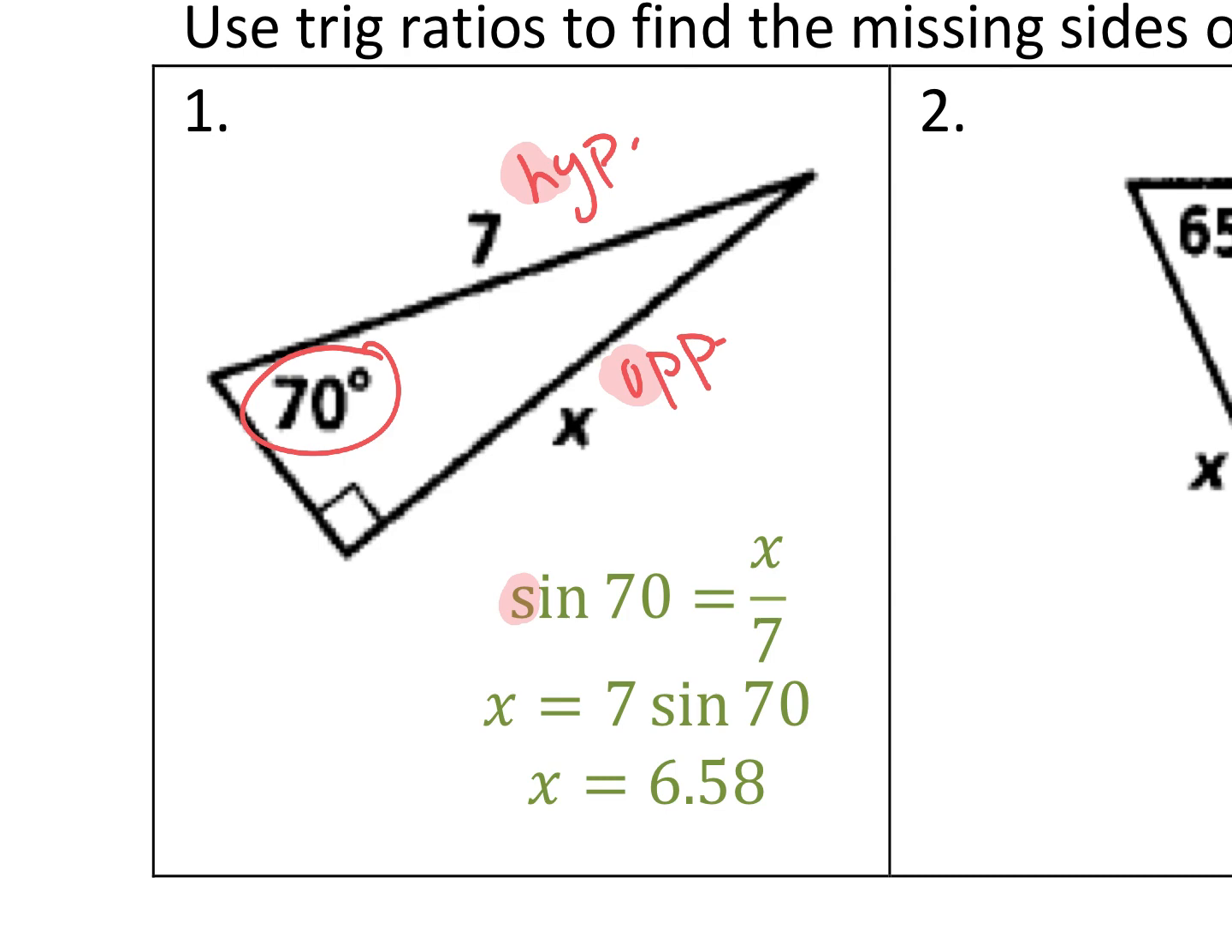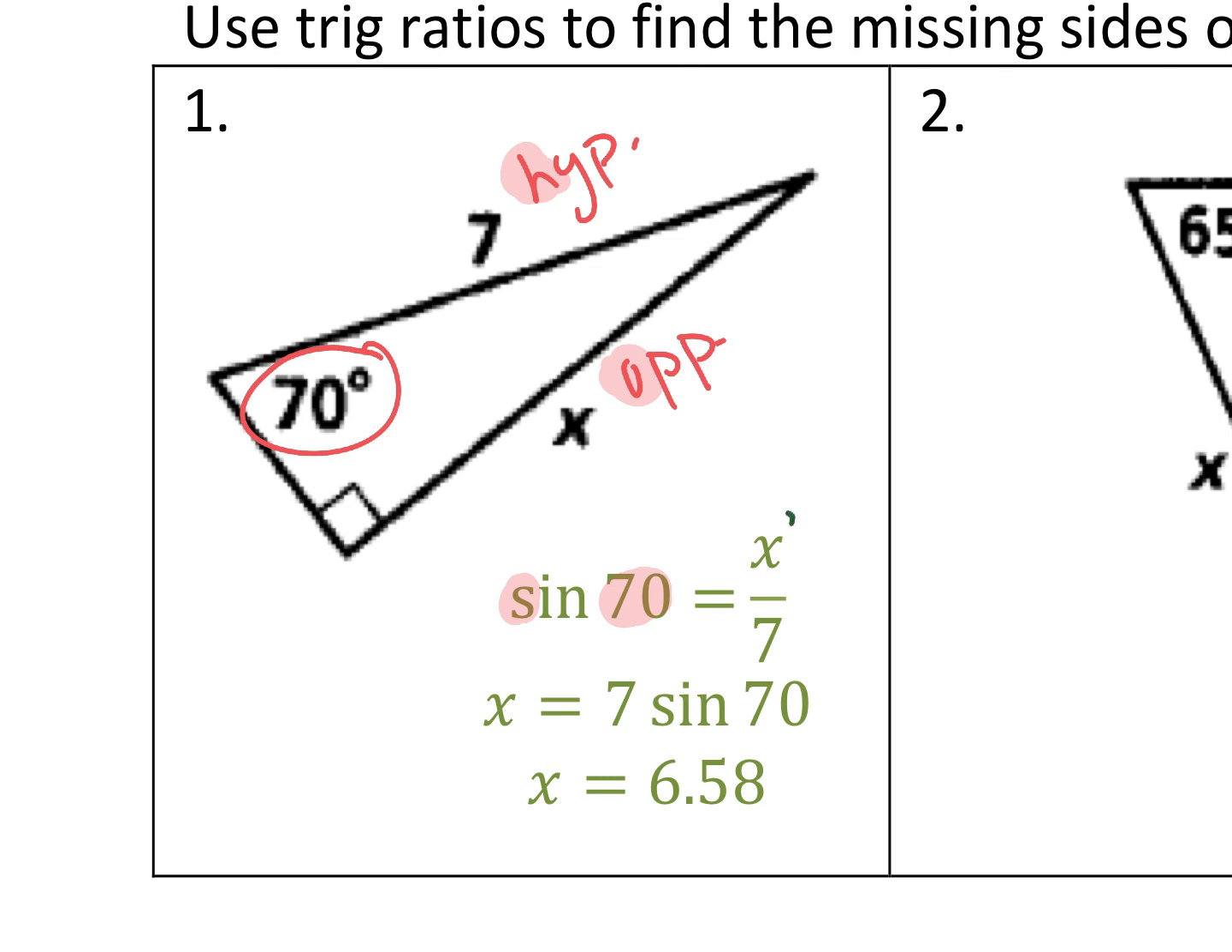We always do the sine of our angle theta, so 70 goes there. And then again, that's equal to the ratio of your opposite side over your hypotenuse, so that's why it's x over 7. Okay, next step, we do what we did in Algebra 1, right? You've got to solve for x. So we'll add a little bit to this.